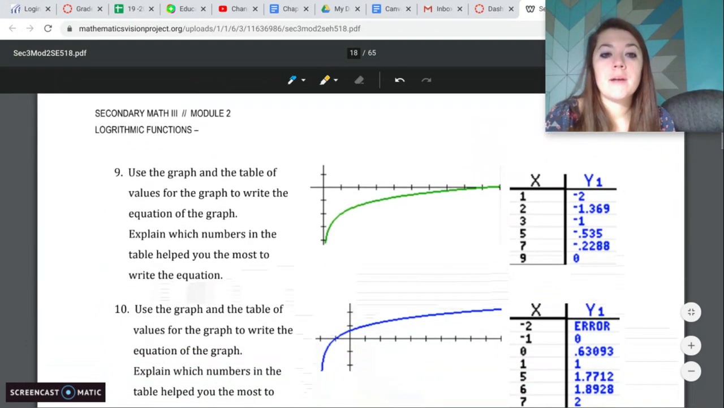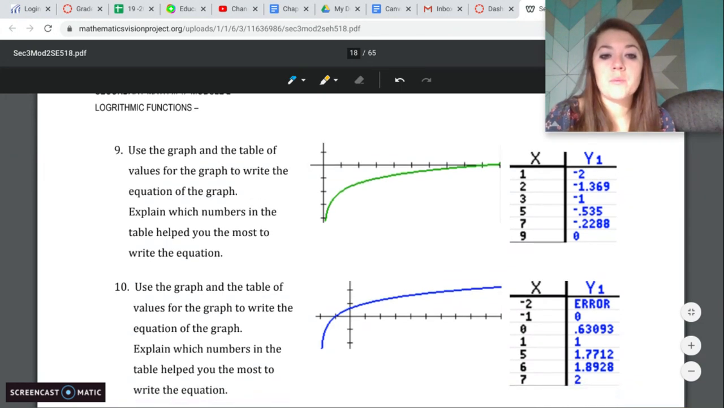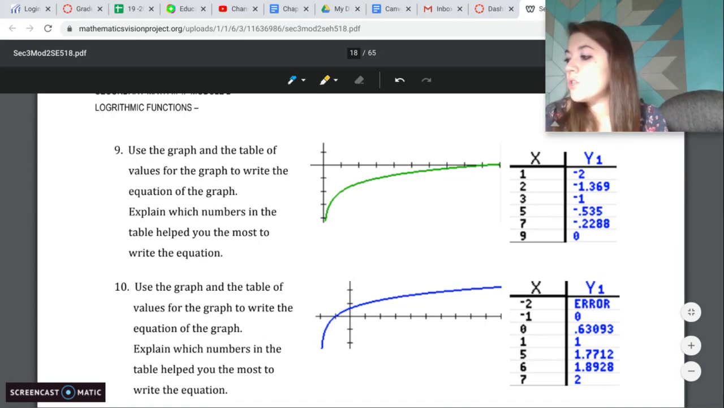All right. For number 9, use the graph and the table of the values for the graph to write the equation of the graph. Explain which numbers in the table helped you the most to write the equation. So for this one, I'm actually going to do both of these with you guys because they're a little confusing. So for this first one, we have our graph and we have our table of values.